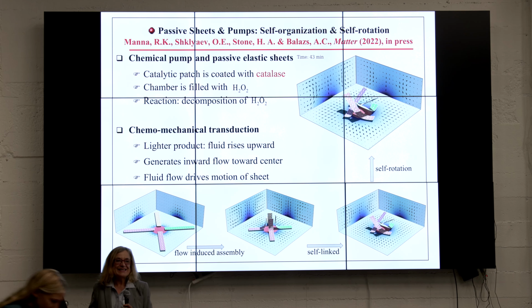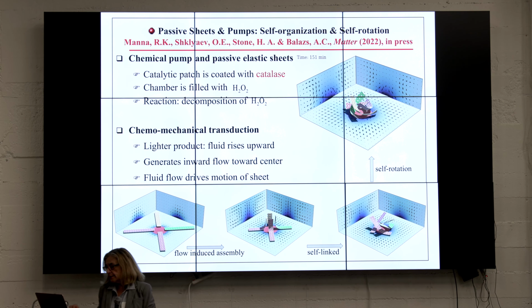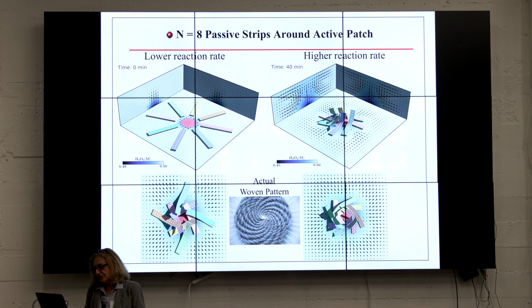And then we made self-intertwining materials. These are materials that interknit. These are passive sheets, and the patch is where the catalyst is located. We did more of these sheets, and you can mimic a weaving pattern. So you can have sort of a self-weaving material.